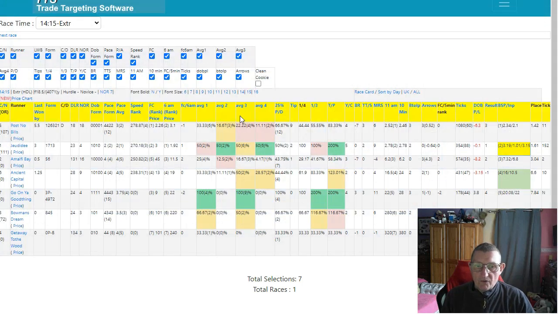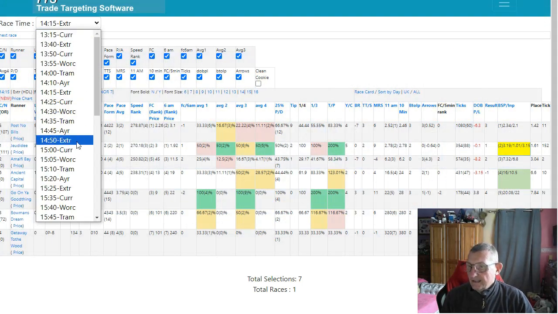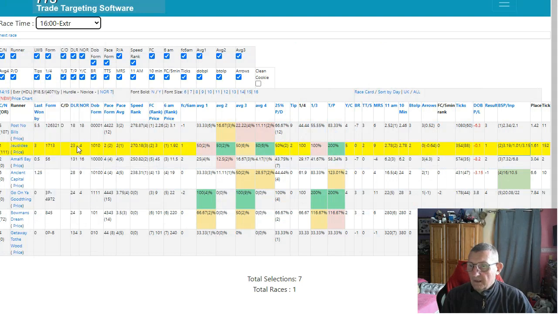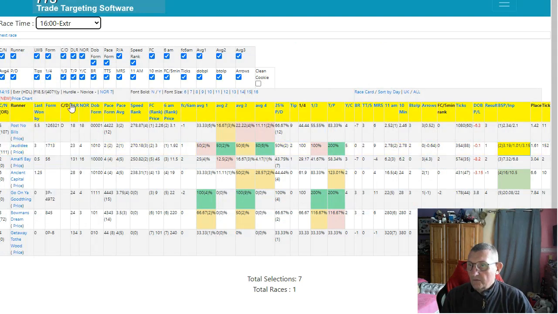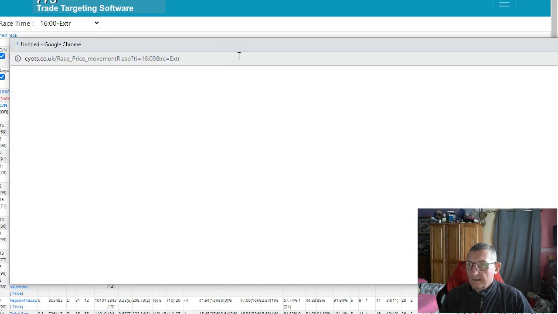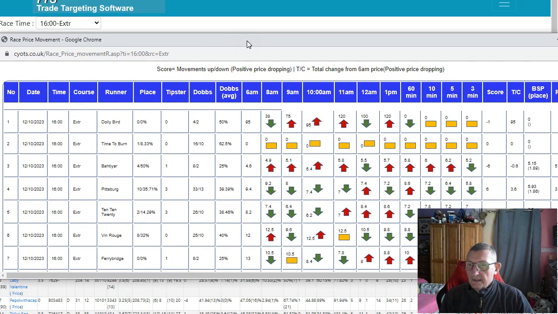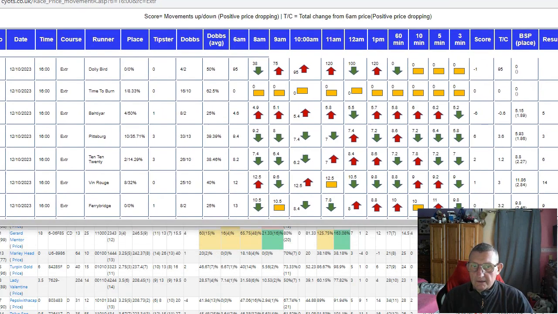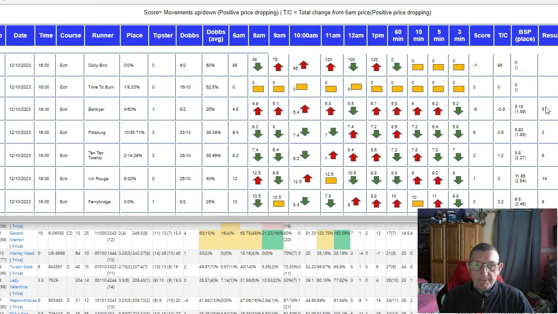So let's go to another race. Let's go to the 1600. As I said, I made a couple of notes so we wouldn't have to go through all the races, which is here, and have a look at the price chart on this one. Sorry, my picture's in the way again, so we just moved that up here. We had a couple of big price movements or scores, if you like.